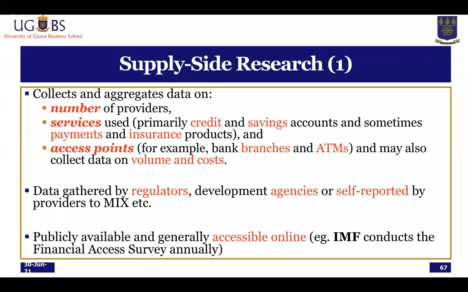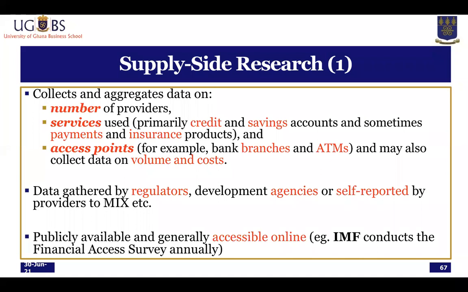Then also we look at access points. So aside the number of banks available, the question is how many branches do they have? How many ATMs do they have? Currently, we also have the case of agents. So we have agency banking where other persons who are not necessarily employees of the bank have been provided the opportunity to provide basic financial services to consumers through what we call agency banking. Now, access points also help in understanding the supply side components of financial inclusion.